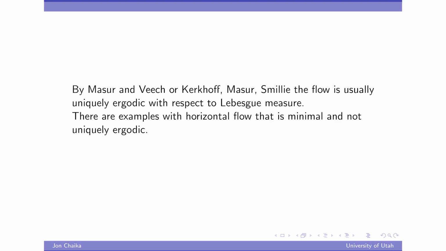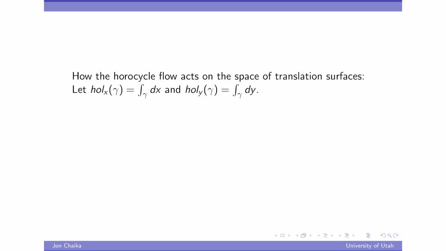Okay. And it's very important for our work that there are examples where the flow is minimal but not uniquely ergodic. So minimal means that every point is dense. So if you look at its orbit closure, you get the whole thing, but it doesn't equidistribute. Okay. All right, so where we're heading is we want to produce points that have weird horocycle behavior.